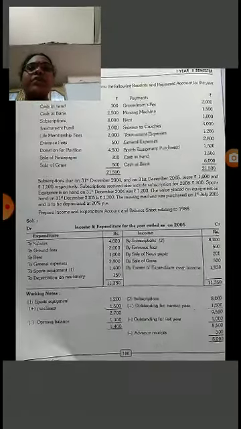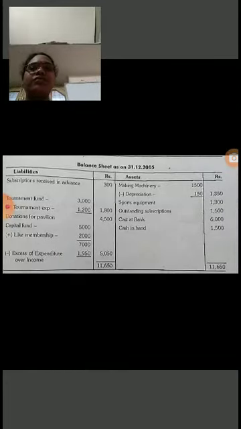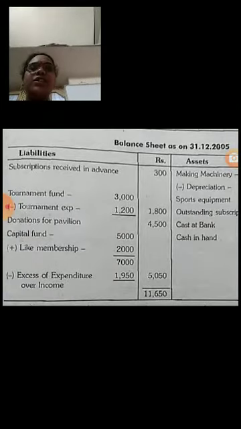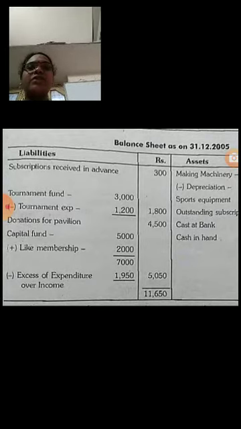Now we have to prepare the balance sheet. In the balance sheet, subscriptions received in advance, that is 300. Tournament fund 3000, we have to reduce the tournament expenses from the tournament fund, that is 1200. So 3000 minus 1200, 1800. Donations for pavilion, that is 4500. Capital fund 5000 plus life membership, that is 2000, we have to add, 7000 minus excess of expenditure over income, that is 1950, that is 5050.